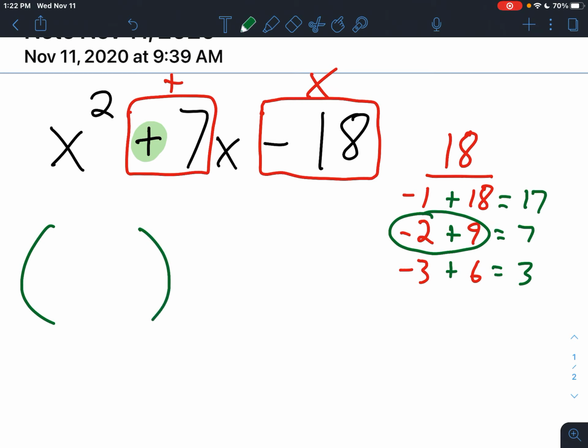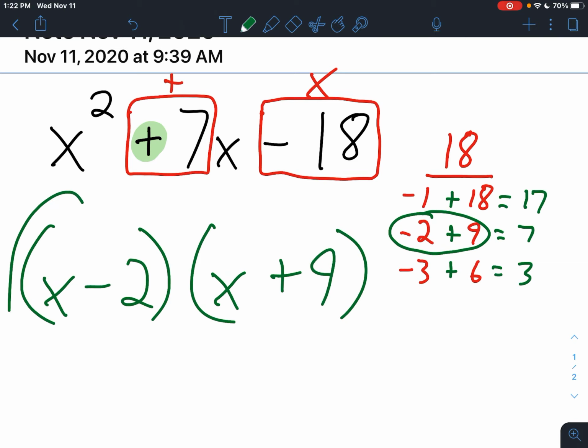So when I create my answer, I have my two sets of parentheses. The variable is in the front spot always. And then I throw in the numbers in there, a negative 2 and a positive 9, and I'm done.